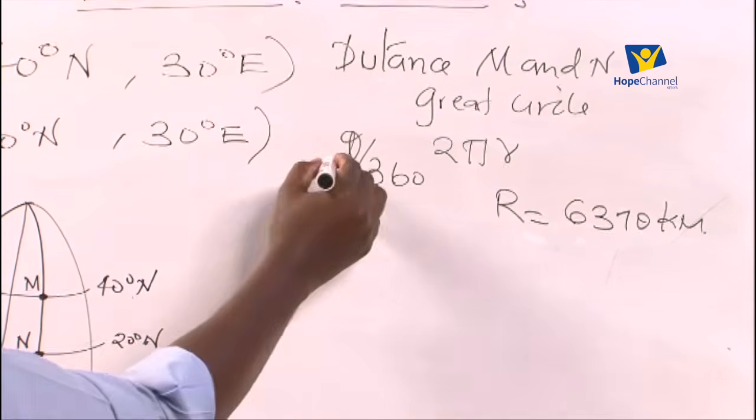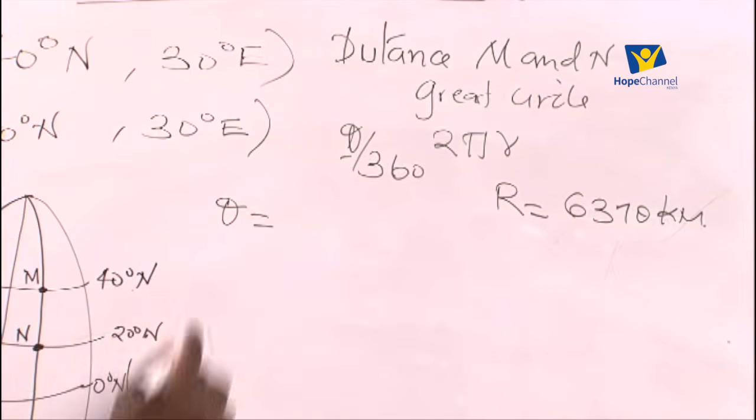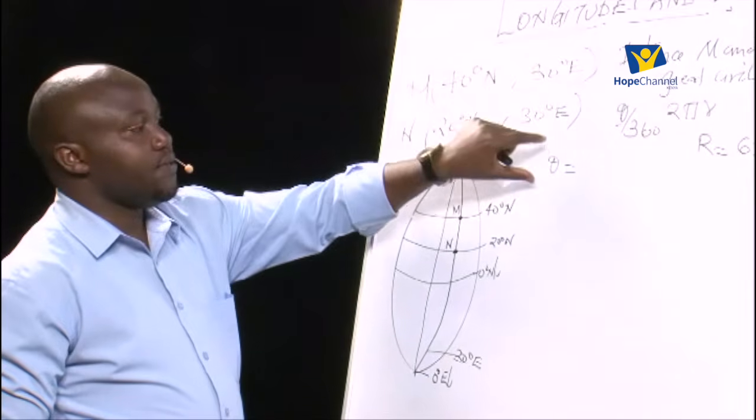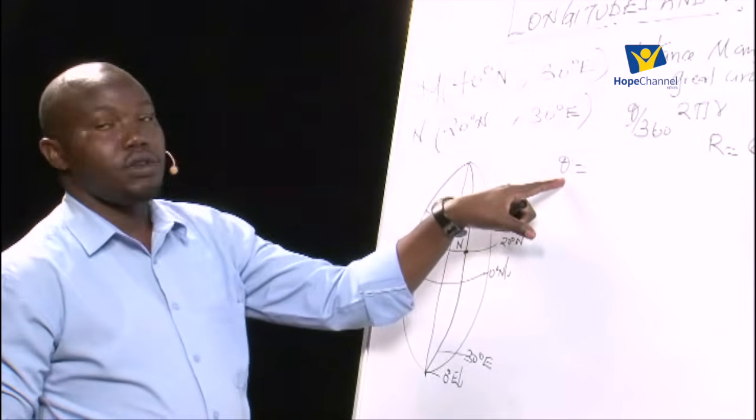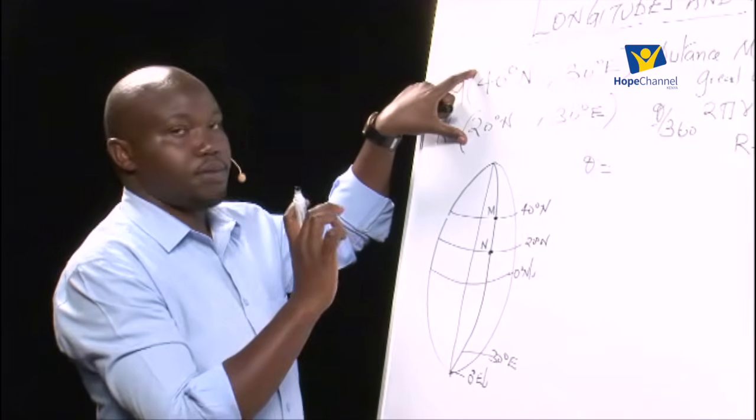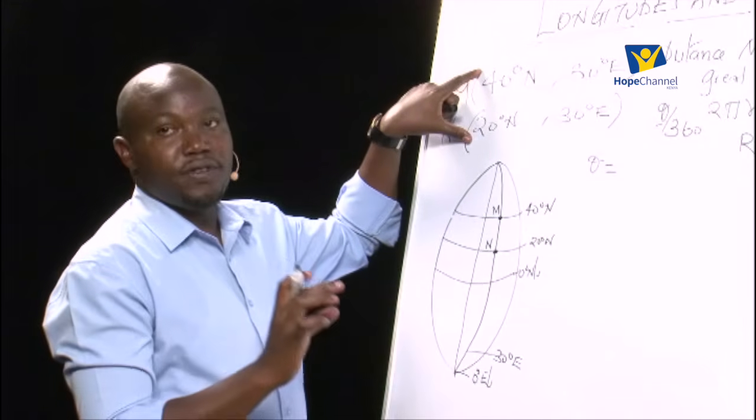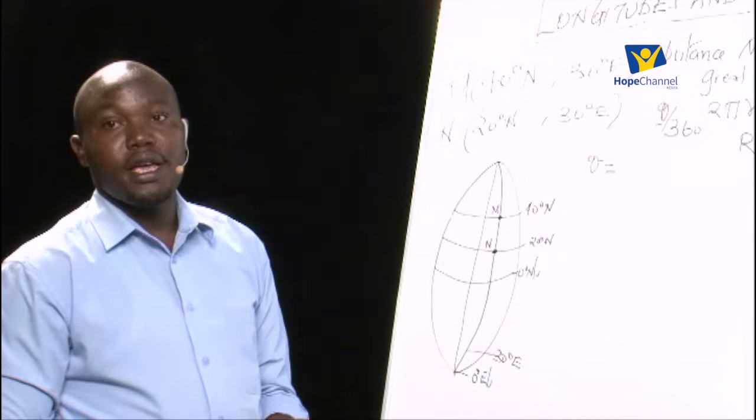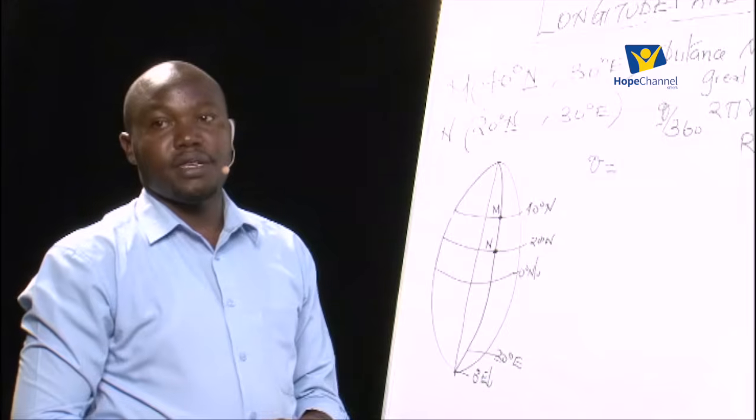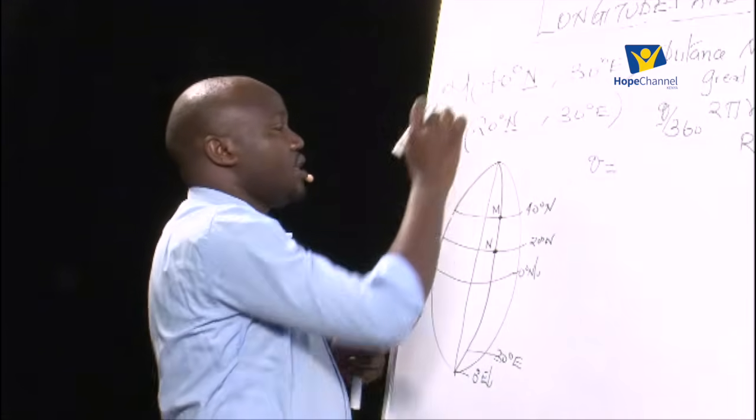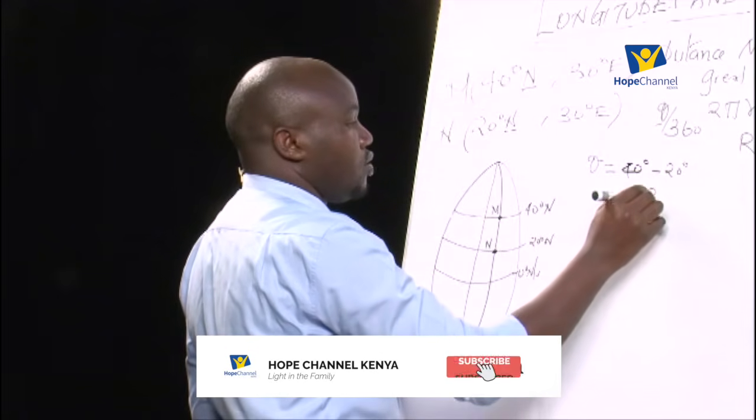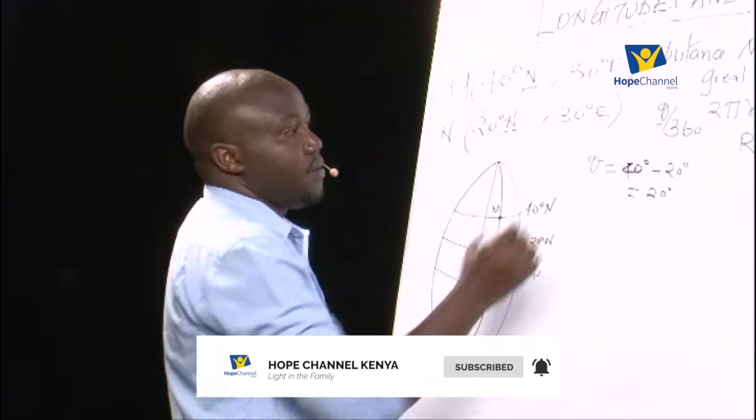Now, how do you find theta? If we are dealing with the longitudes, we find the difference of the latitudes to get the angle theta. If both of the points are lying on the same side, we subtract. If they are lying on different sides, north and south, we add. Now you realize that this is north and north, so both are on the same side. We subtract the two, so that is 40 degrees minus 20 degrees, which gives us 20 degrees. So that is my angle theta.